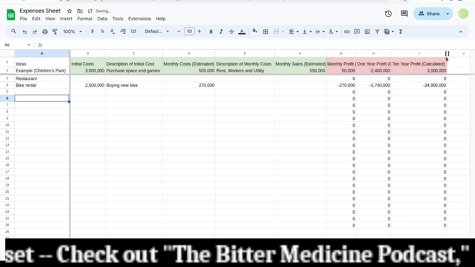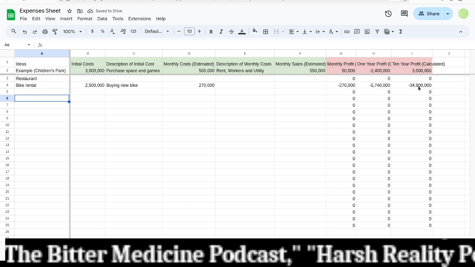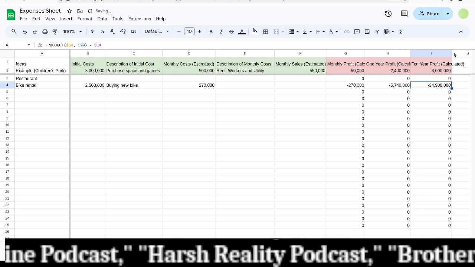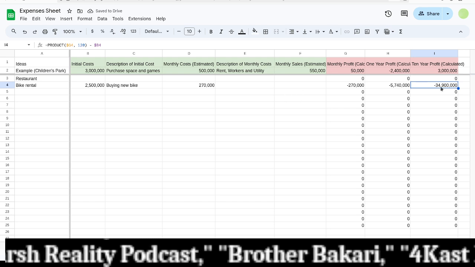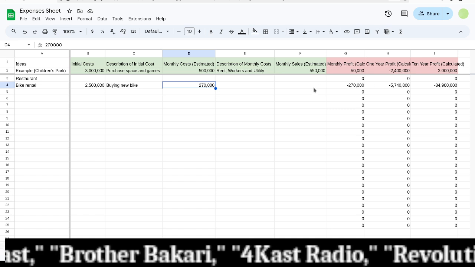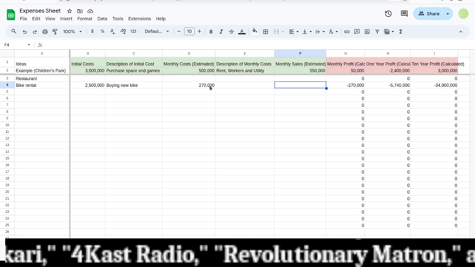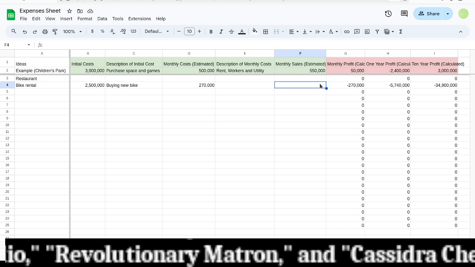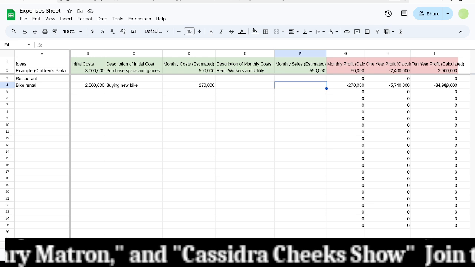Who cares if it's calculated, right? Because what you want is to know at a glance how much money this is going to bring the family, right? And right now you see how this has that negative 34 million. That's because right now the calculation is going to zero. It's saying if the costs were 270,000 and you've made zero in sales a month, then you'd be losing, and you'd be losing exponentially.